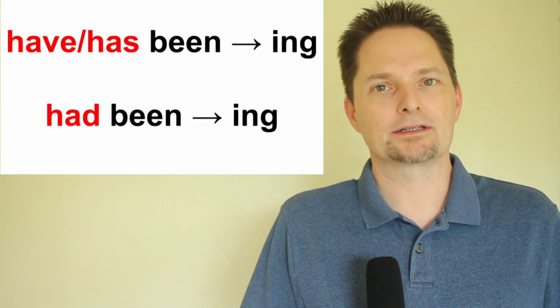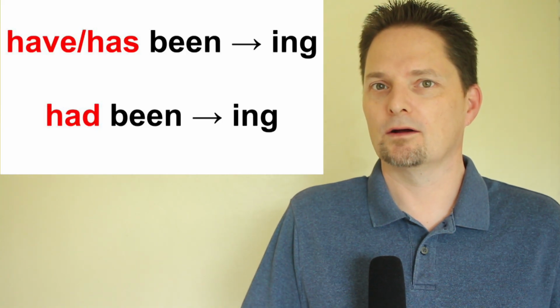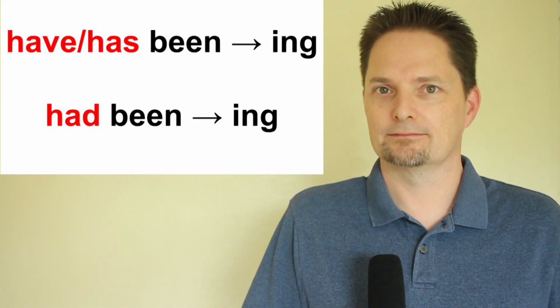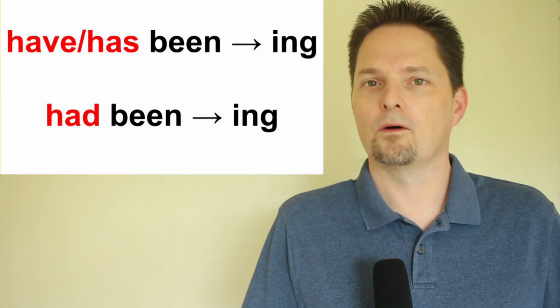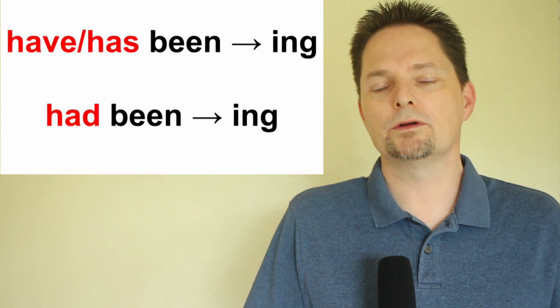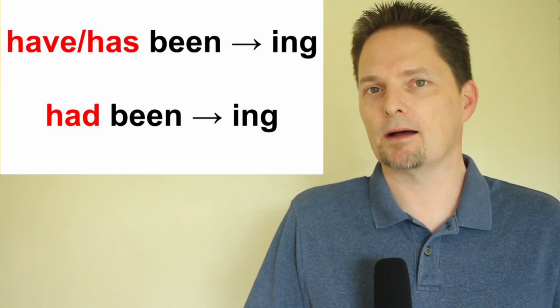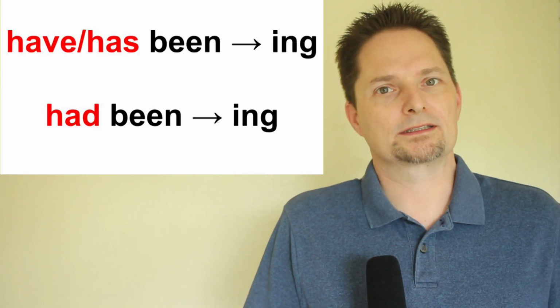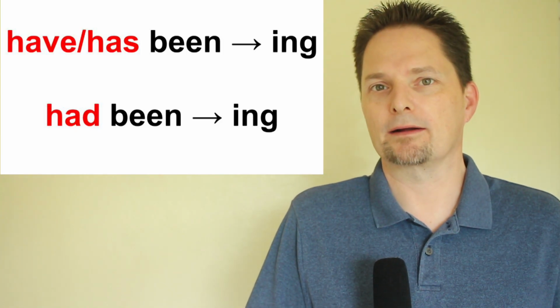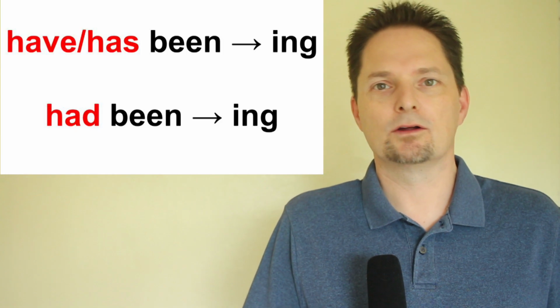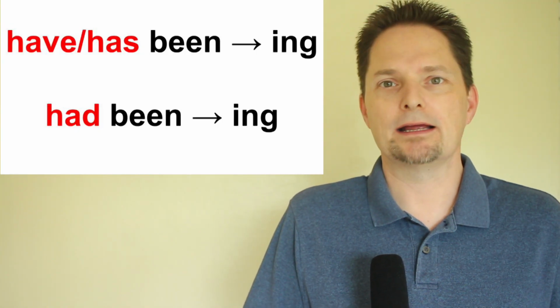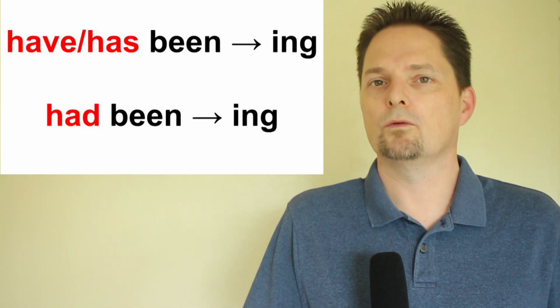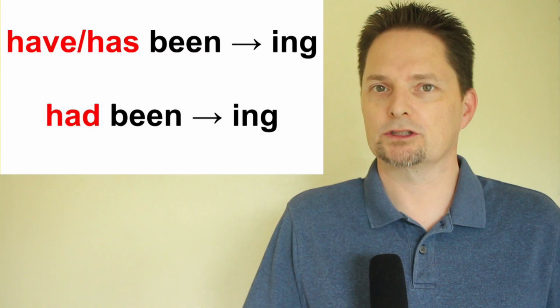Today we're going to talk about have and has been with a continuous action and had been with a continuous action. We're doing this video because a viewer left a comment asking, what's the difference? Let's talk about it. Have and has been plus a continuous action is a very common structure. We use it for several different situations.